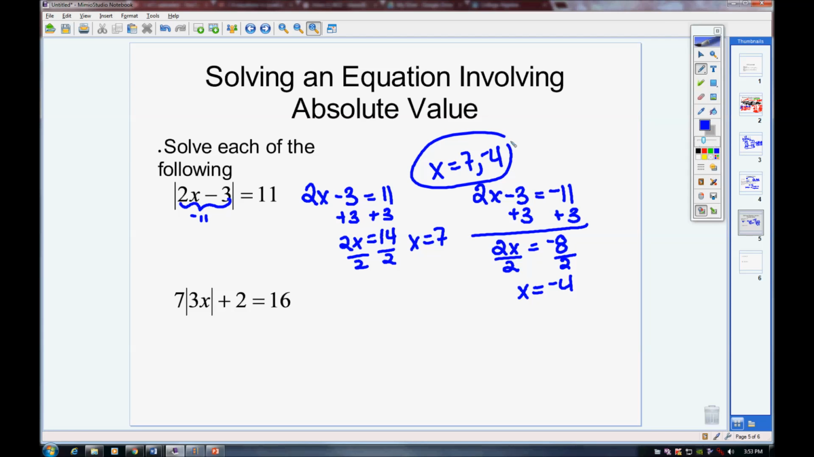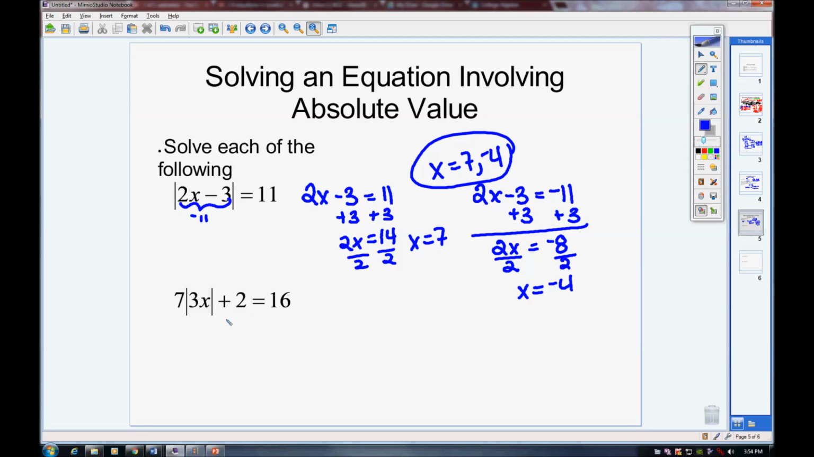You can certainly check these. 2 times 7 is 14 minus 3 is positive 11. Well, that's what we got when we set this equal to 11. We got 7. So if I plug negative 4 in, because it was equal to a negative 11, this should end up equaling negative 11. So 2 times negative 4 is negative 8, minus 3 is negative 11. Absolute value of negative 11 is 11, so those both work.